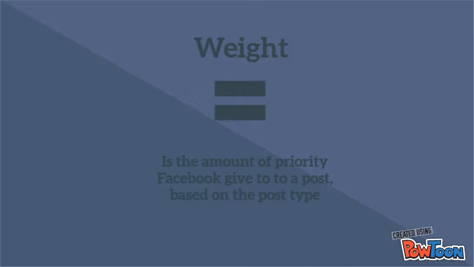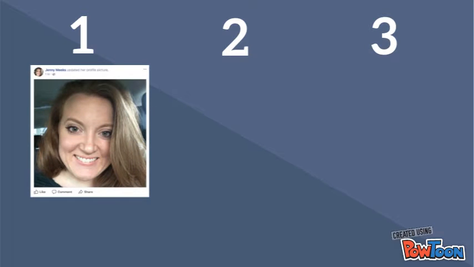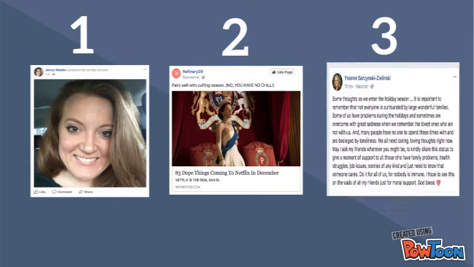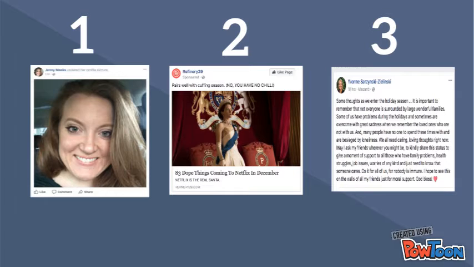The second part of the algorithm is weight. Weight is the amount of priority Facebook gives to a post based on the post type. Facebook has a hierarchy of post type. Photos and videos take top priority, links are second, and plain text statuses are featured at the bottom.